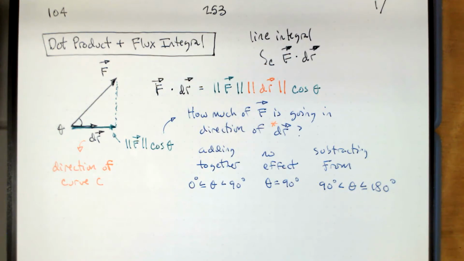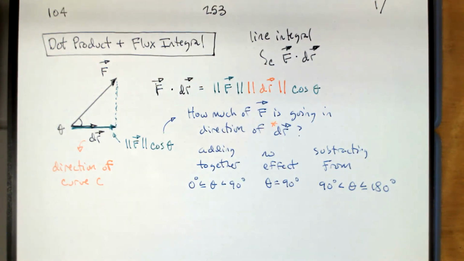And then we broke it down into a bunch of cases. If the angle between the vector field and the curve is between 0 and 90, the vector field and the curve are adding together. They're both going the same way. We can say that the vector field is pushing whatever is going along the curve. If the vector field is perpendicular to the curve, then as we try to walk on the path, the vector field isn't doing anything for us. It's not hurting or helping us move along the path.